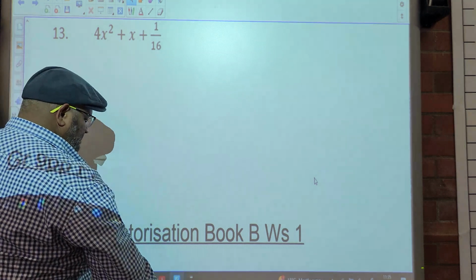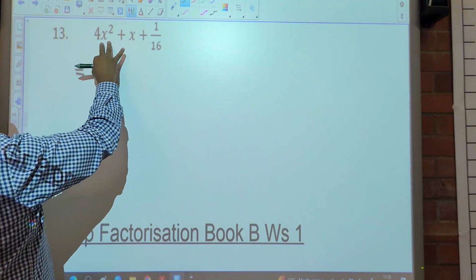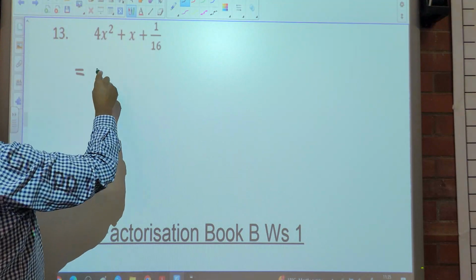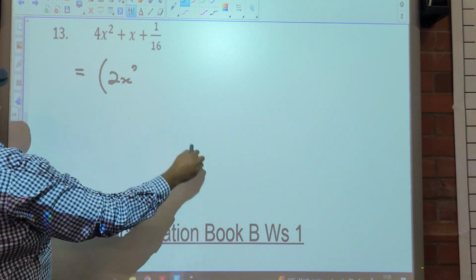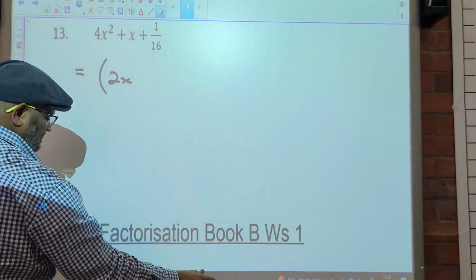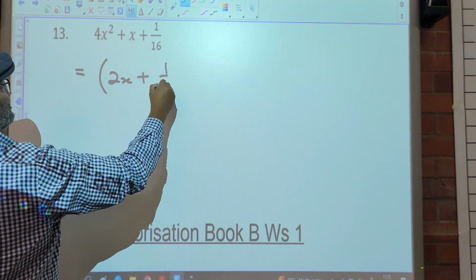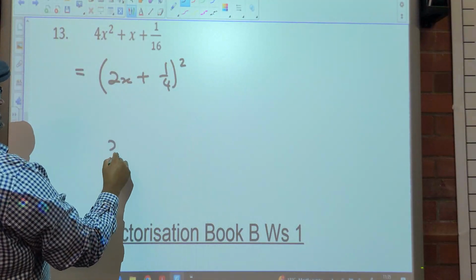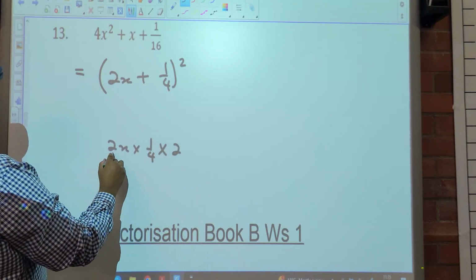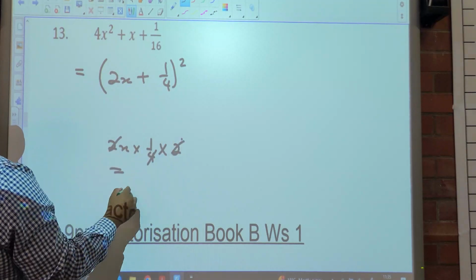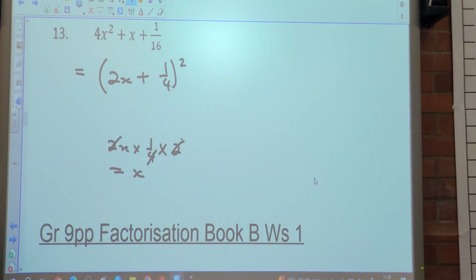Alright. So let's do the next one. Are there 3 terms? Yes. Are the first and last perfect squares? So it's going to give you 2x plus the square root of 1 over 16, which is 1 over 4. Let's test if it works. So it's 2x times a quarter times 2. 2 times 2 is 4 and 4 times a quarter is 1. So the answer is x. So yes, that one works. Okay.